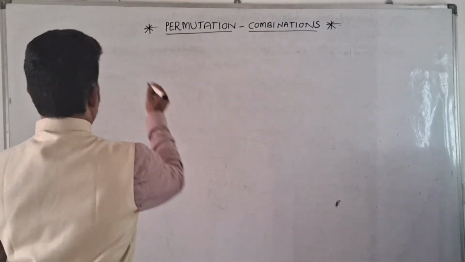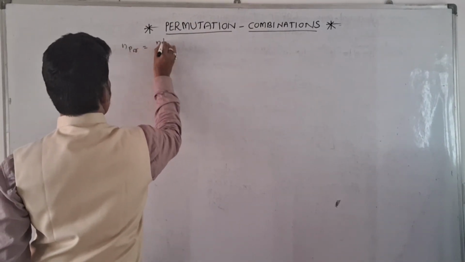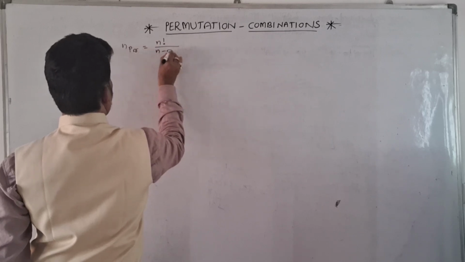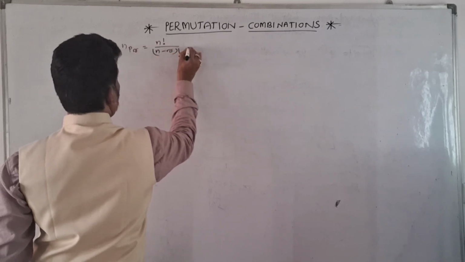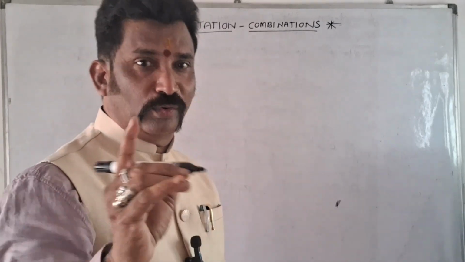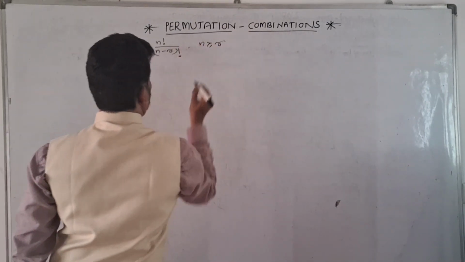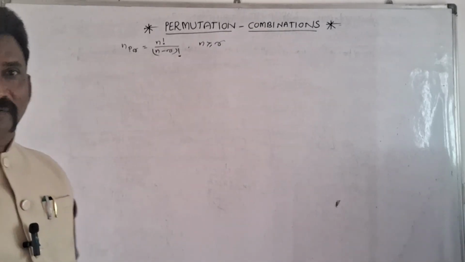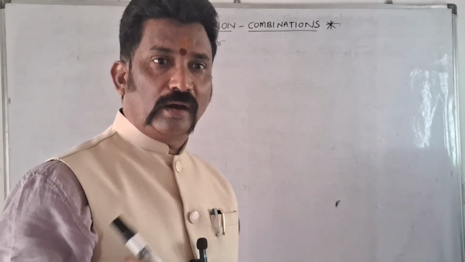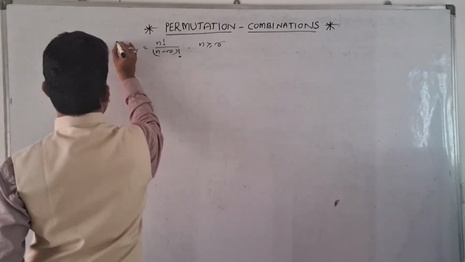Okay, right. So nPr is equal to n factorial by (n minus r) factorial. In this case, this formula is applicable only when n is greater than or equal to r. Understood? n is equal to r or n greater than r. Okay, right? Yes.